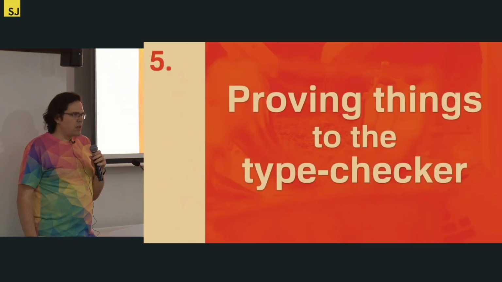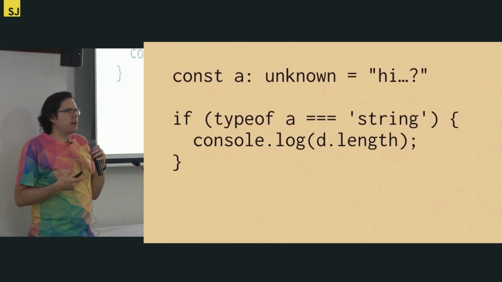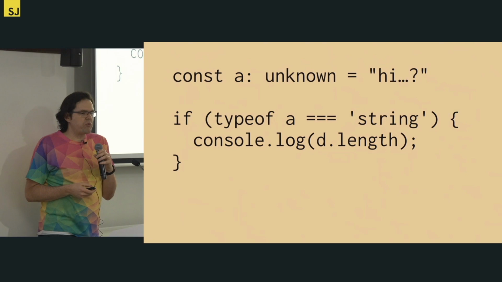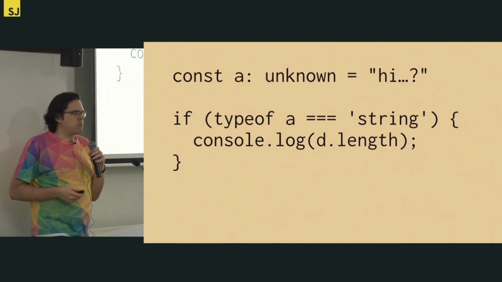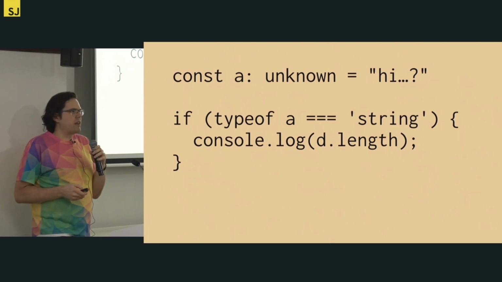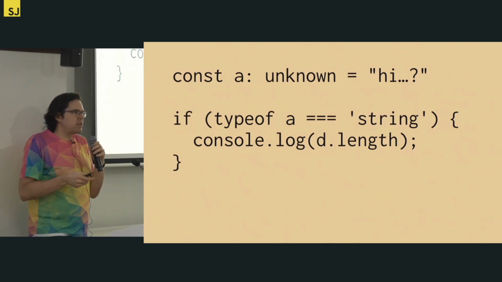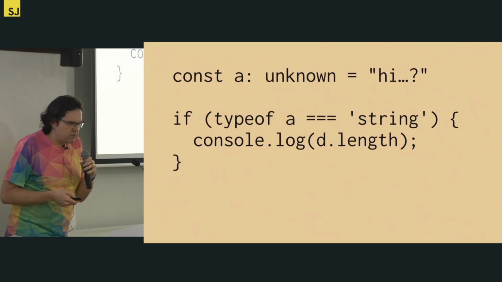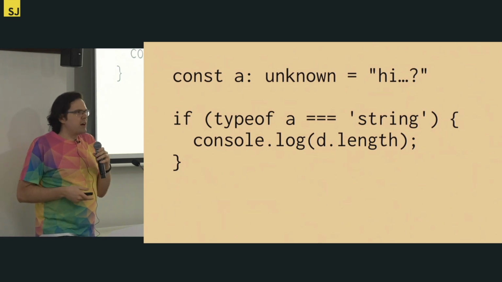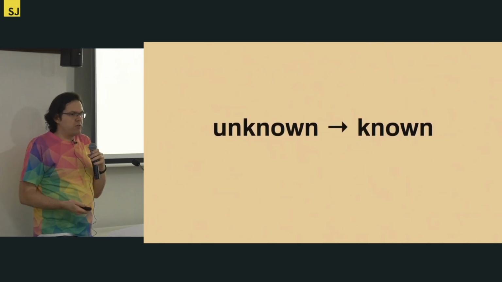Something that is also very useful is proving things to the type checker, and we've already done this in a way. We've refined this unknown type. We've taken this thing which is unknown, and then checked, proved to TypeScript that the thing inside the if branch, which is supposed to be an A and not a D, pardon me, is actually a string. We're taking something that's unknown to a very known thing.